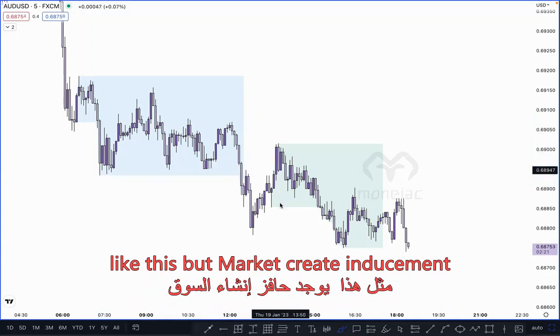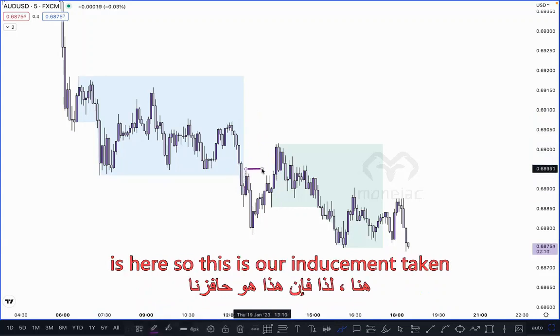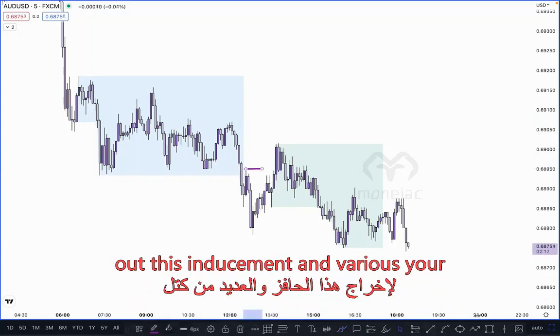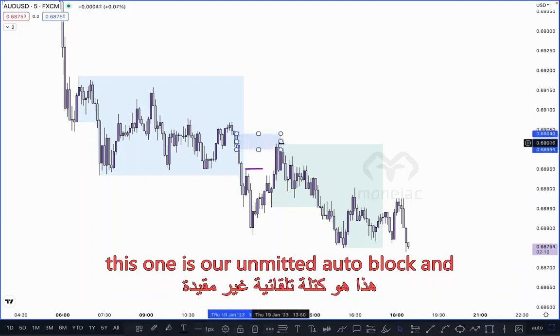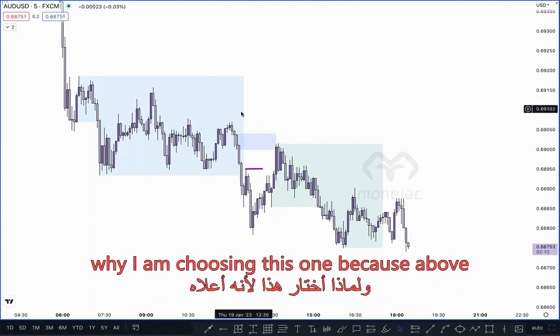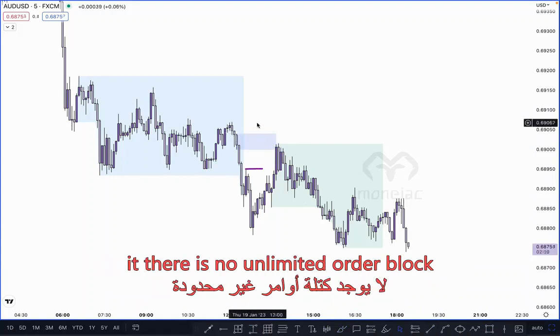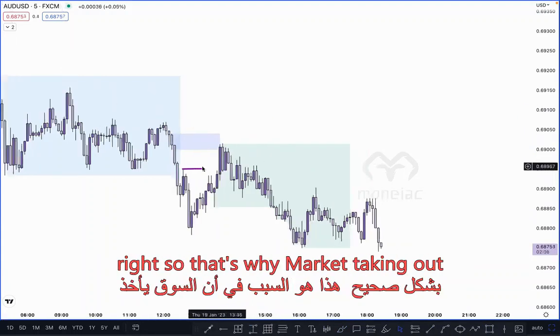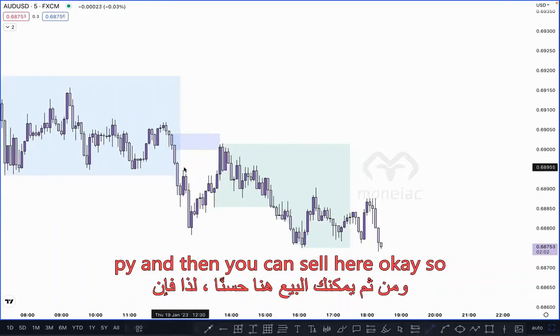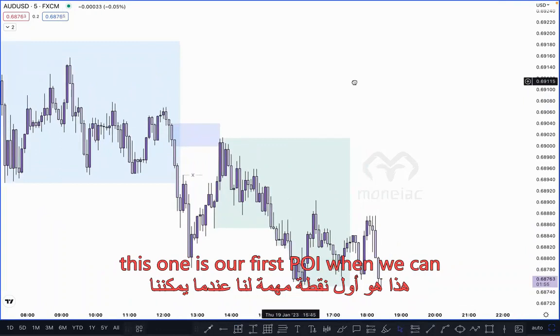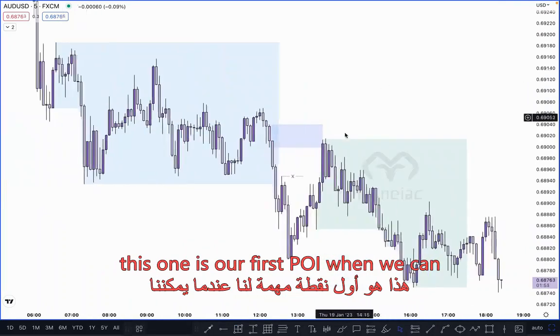But the market created the inducement here. So this is our inducement. It has been taken out, and where is your unmitigated order block? You can see here, this one is our unmitigated order block. And why am I choosing this one? Because above it there is no unmitigated order block, right? So that's why the market took out this inducement and tapped your recent POI, and then you can sell here. This one is our first POI where we can sell.